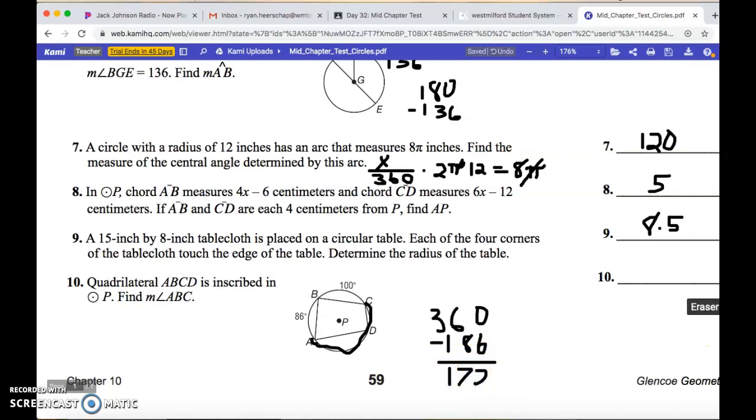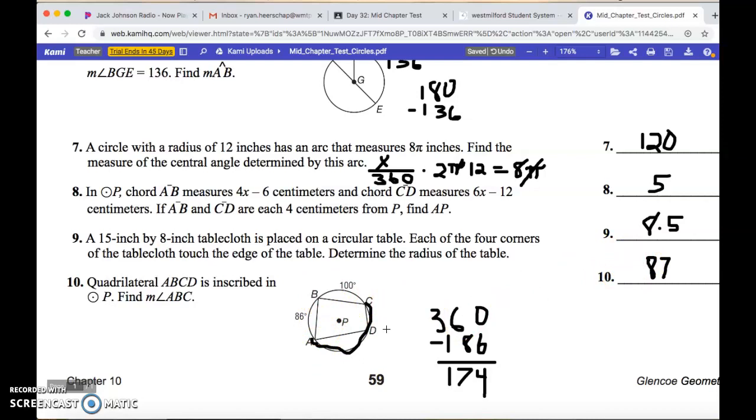So if I take 174 and then divide that by 2, you're going to get 87. And 87 degrees is the solution I'm looking for. Some people had 93, which would be the other side. This angle is 93 here. That's angle CDA. We want angle ABC, which is 87. So there's your solutions.